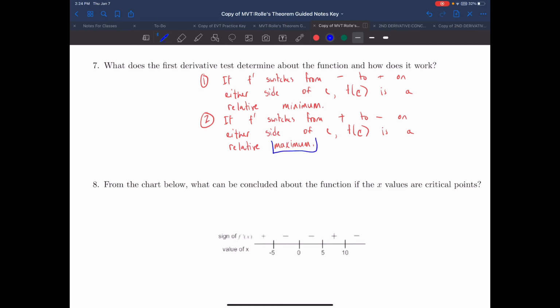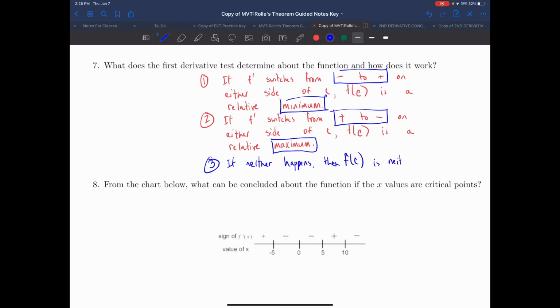Okay, so it's a maximum if it goes from positive to negative, and it's a minimum if it switches from negative to positive. I think I said that right. And then if neither of those things happens, then that point c is not a minimum, nor is it a maximum. So the last thing is, if neither happens, then f of c is neither a min nor max.